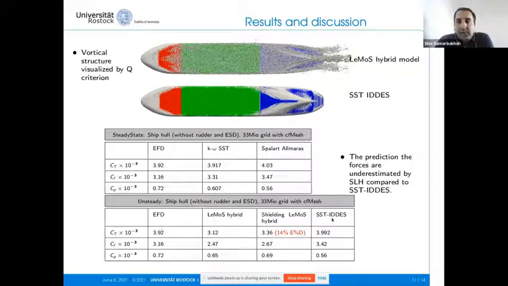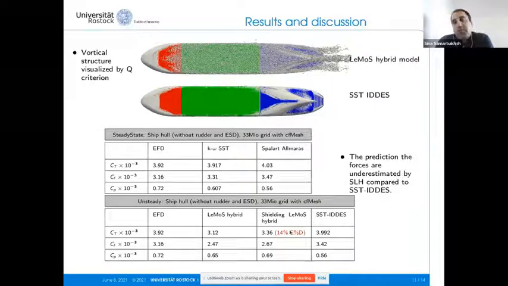You can see that in the last column, SST IDDES, the prediction for the forces is very good compared to the measurement, but our hybrid model has 40% error compared to the measurement. Actually, if you look at the first picture, k-omega SST can predict the forces very well, and SST IDDES also shows very good agreement with the measurement. That's because SST IDDES in this simulation works mostly in the RANS branch.